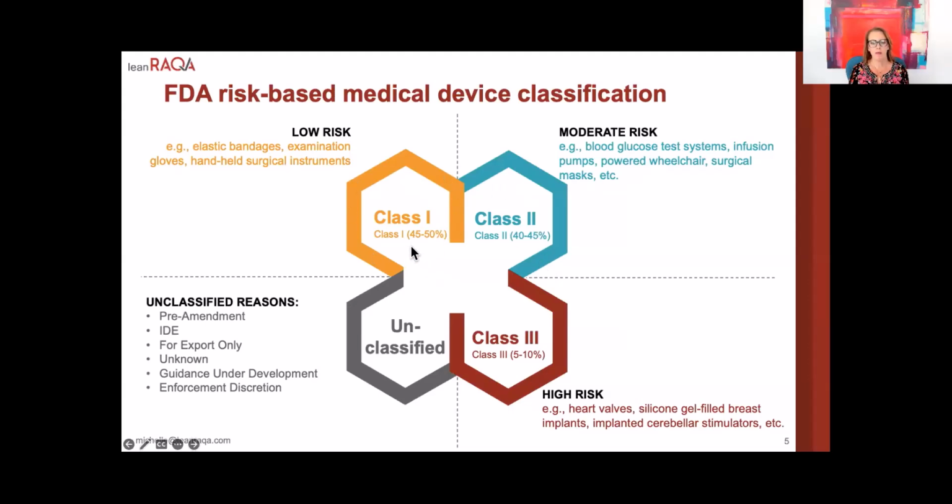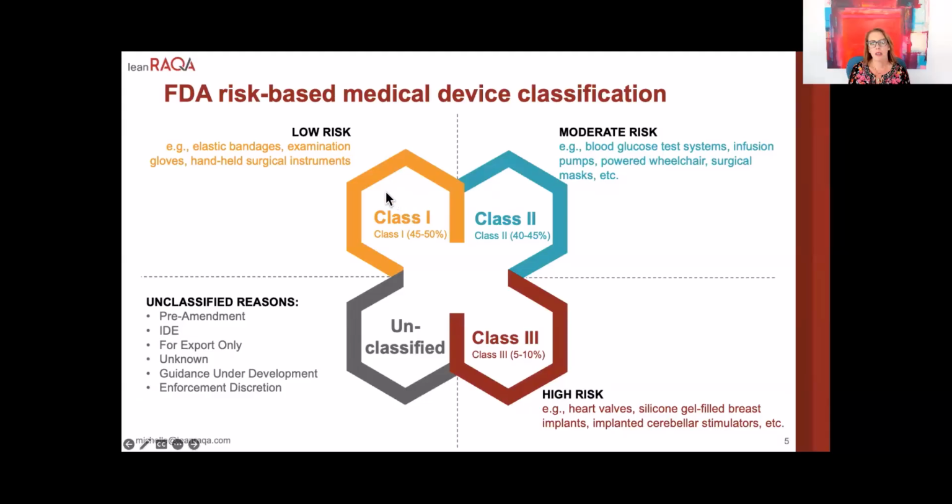Class 1 makes up 45 to 50% of the market. Class 2, another 40 to 45%. And class 3 is generally about 5 to 10%. There are a set of unclassified devices, meaning that there are really no regulations around them. And this could be for a variety of reasons. Most of them are pre-amendment or existed before the product-specific regulations came into effect.